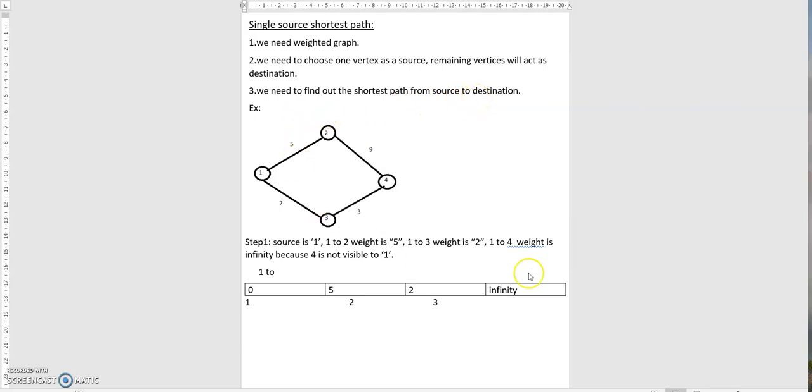Here is the example, this is the weighted graph. Next we need to choose one vertex as a source. Here I have taken the source as 1. From 1 to the remaining vertices I need to calculate the shortest path.